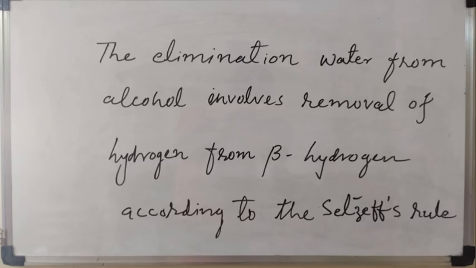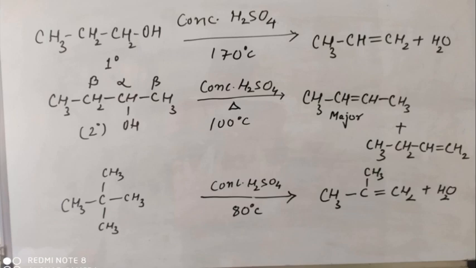The elimination of a water molecule from alcohol involves removal of beta hydrogen according to the Saytzeff rule. So it follows the Saytzeff rule, that is, the beta elimination reaction. Here are some examples for the dehydration of alcohol. It's a primary alcohol, propan-1-ol. When it is heated with concentrated sulfuric acid, this is the alpha carbon, this is the beta. So removal of beta hydrogen according to the Saytzeff rule, and OH as the water molecule, gives 1-propene.